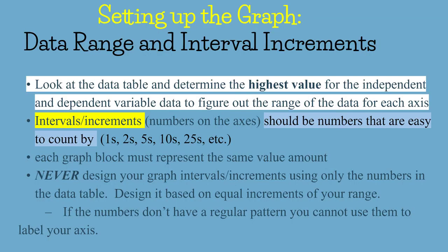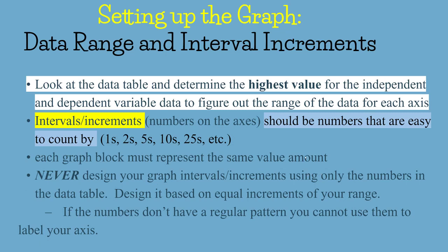Alright, so this is sometimes the tricky part a lot of people get confused with. It's data range and interval increments. So you're going to look at the data table and determine the highest value for the independent and dependent variable to figure out the range of the data for each axis. Intervals or increments should be the numbers that are easy to count by. So count by 1s, 2s, 5s, 10s, and so on. Each graph block must represent the same value amount.